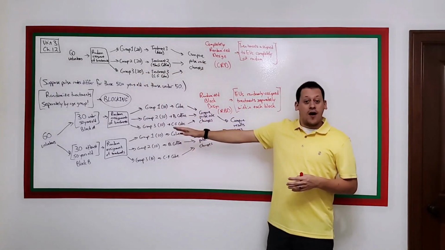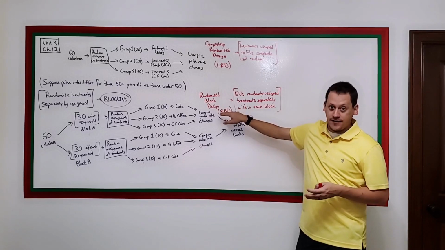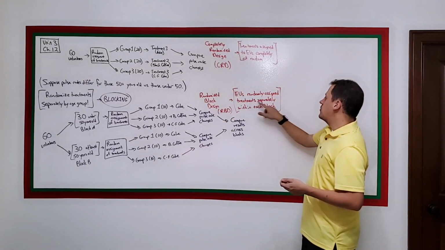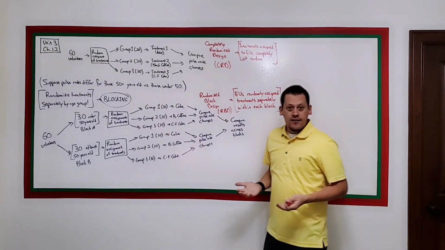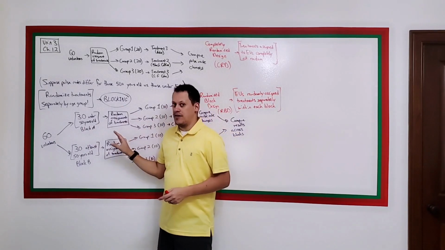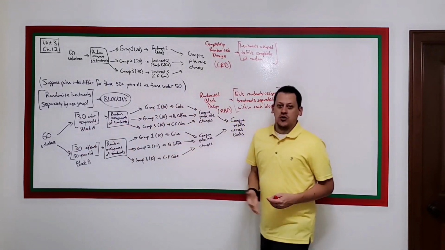When you introduce blocking into it, it becomes a randomized block design if the EUs are randomly assigned treatments separately within each block, which most of the time, if you're blocking, that's going to be the case. Separate EUs into blocks, randomly assign treatments within each block.